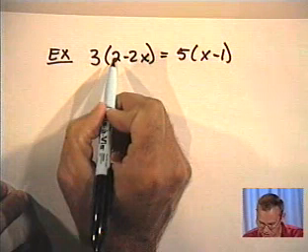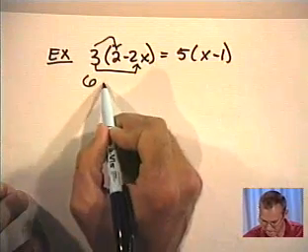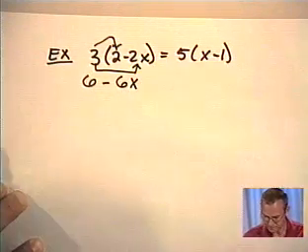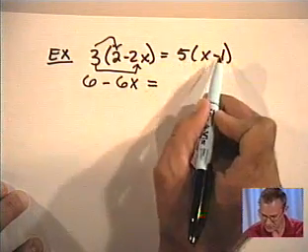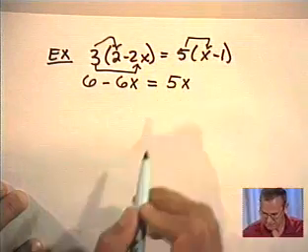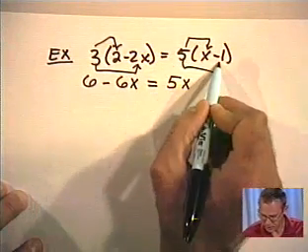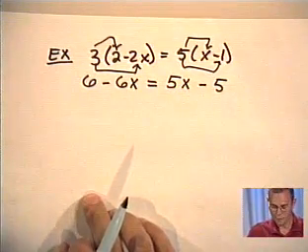3 times 2 is 6. 3 times negative 2x is minus 6x. I'll do the same on the right. I'll distribute the 5 through this parenthesis. 5 times x is 5x. And 5 times negative 1 is negative 5. All right.